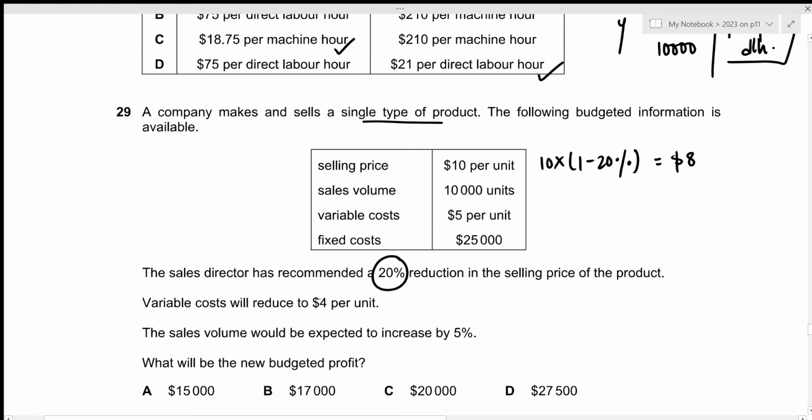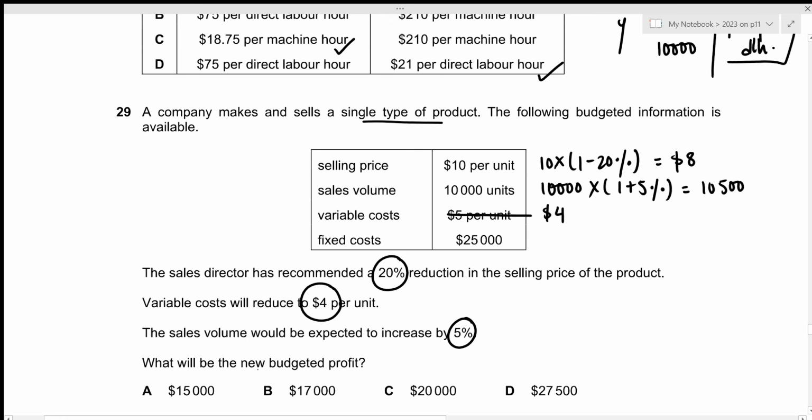Then the variable cost will reduce to 4 per unit. So the new variable cost is 4. And the sales volume would be expected to increase by 5%. So the sales volume of 10,000 should now be increased by 5%. So that's 10,000 times 1 plus 5%, which results in 10,500 units.